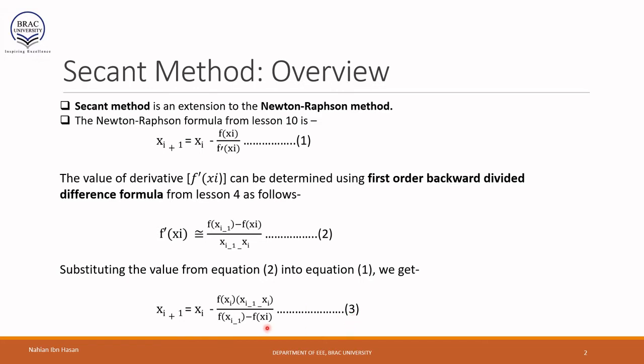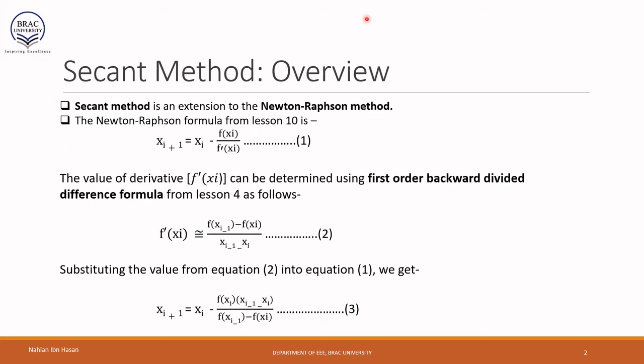Because in the Newton-Raphson method we have seen that in some cases we determined the differential term analytically, but here in the second method we have determined the differential term using a numerical formula like the backward difference formula, and then substituted this into the main equation. So equation 3 is completely a numerical formula.